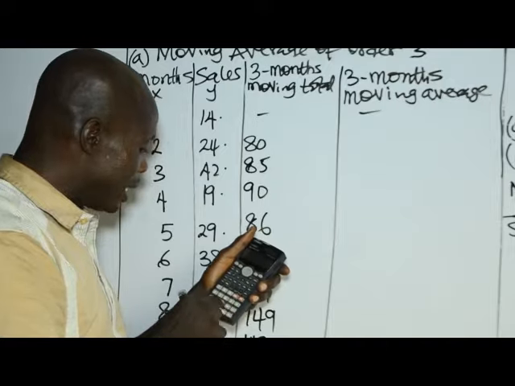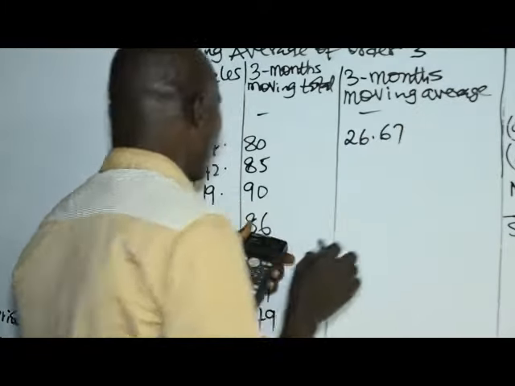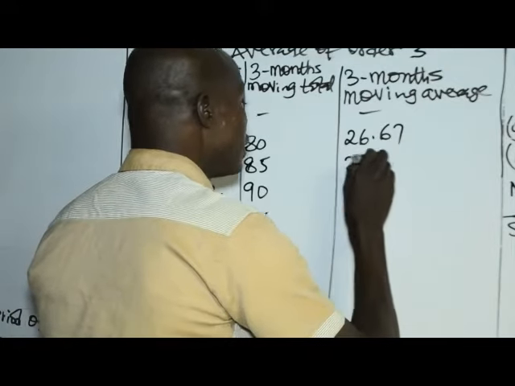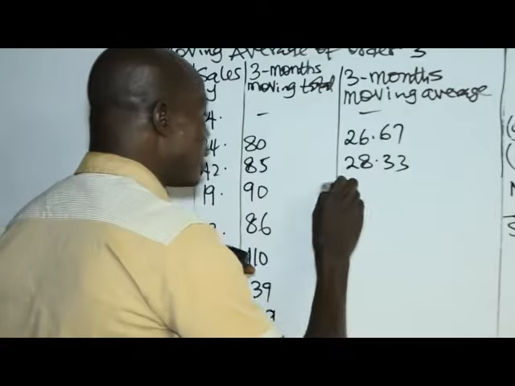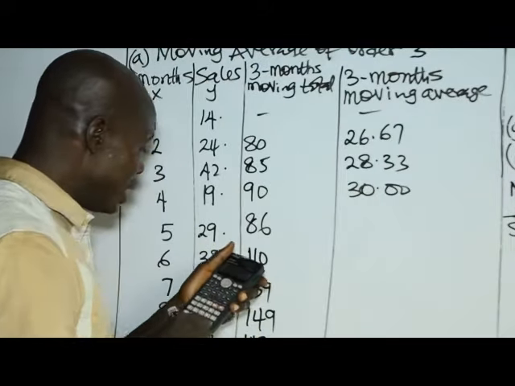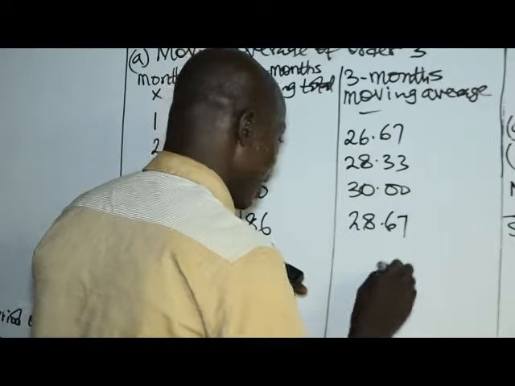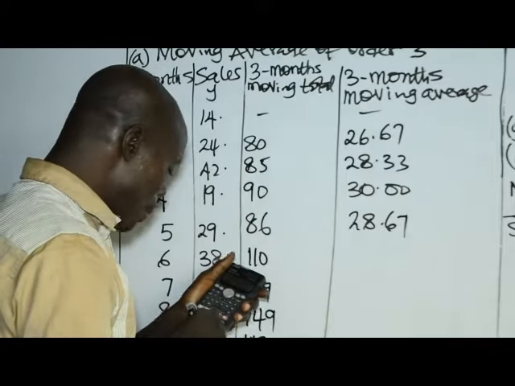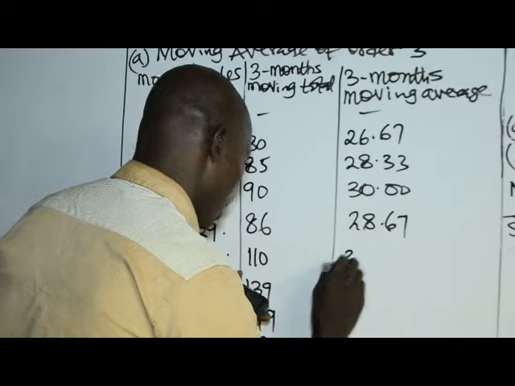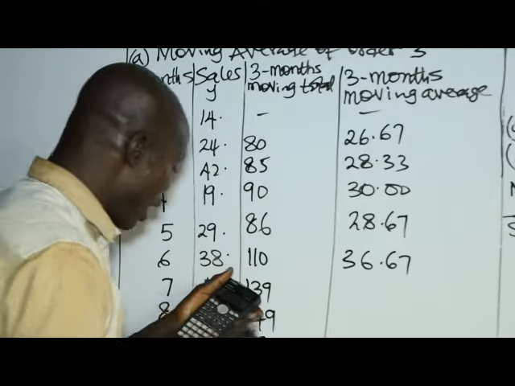80 divided by 3, that gives us 26.67. 85 divided by 3, then we have 28.33. 90 divided by 3, you have 30. Let me say 30.00. 86 divided by 3, then you have 28.67. Then 110 divided by 3, then you have 36.67.